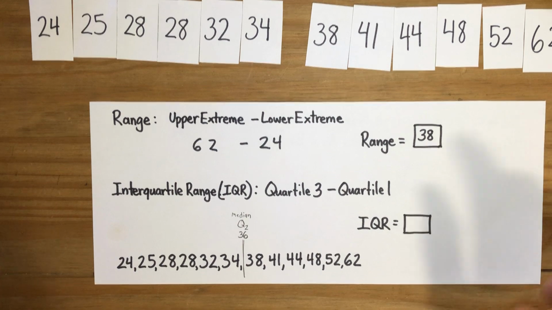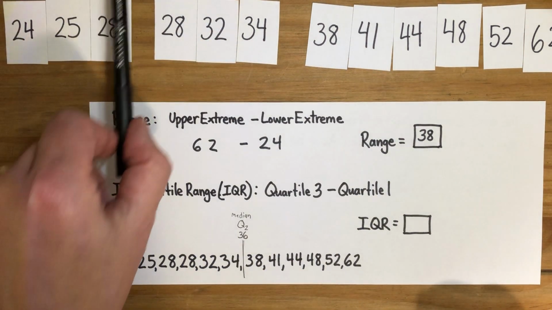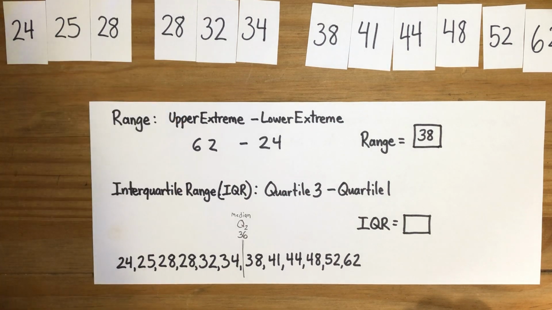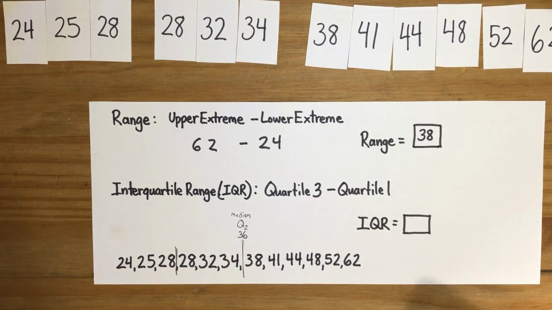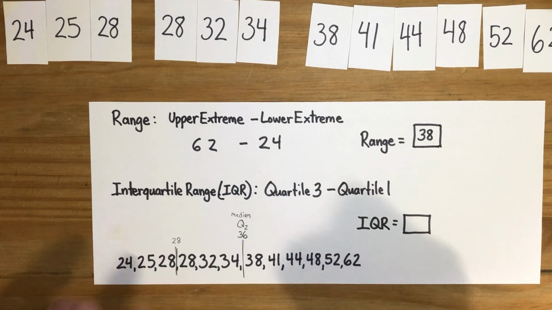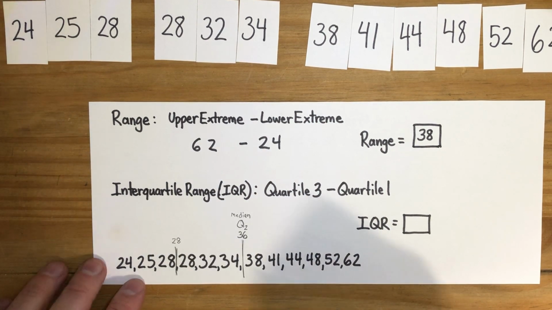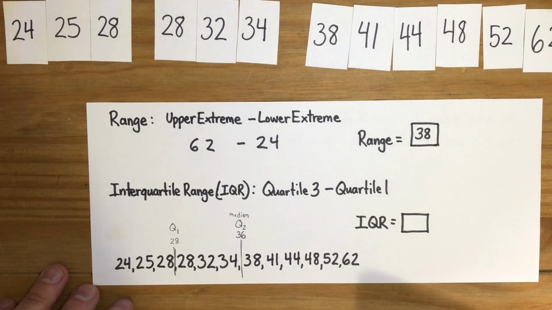Then I'm going to note that I'm going to split the lower half of my data in half as well. And that's going to give me kind of a separation right there in between the two 28s. That is the middle of the front half of the data, or the lower half of the data. And that number right there, that 28, because 28 plus 28 divided by 2 would obviously equal 28, that's what we refer to as quartile 1. Okay, or the lower quartile.